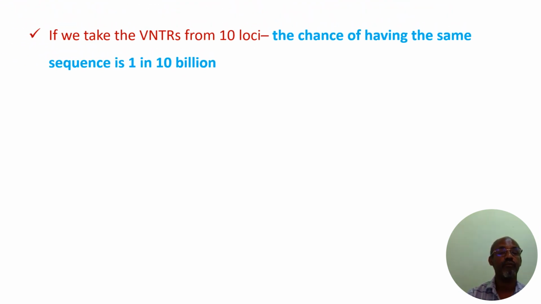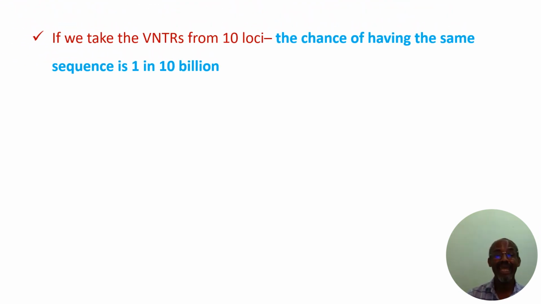Again, if we take the VNTRs from 10 loci, the chance of having the same sequence is 1 in 10 billion. A significant decrease in obtaining a different DNA profile. You see, this is what we need.